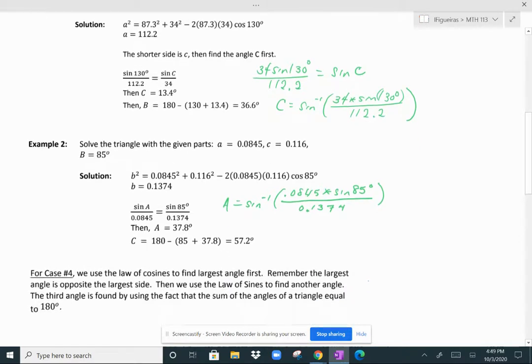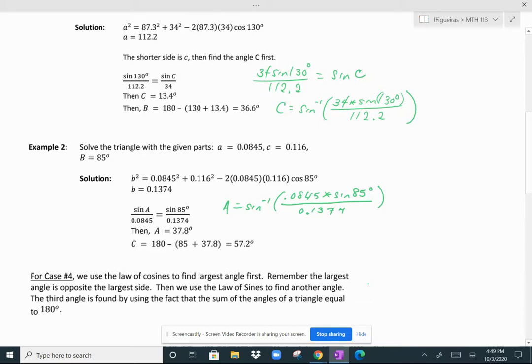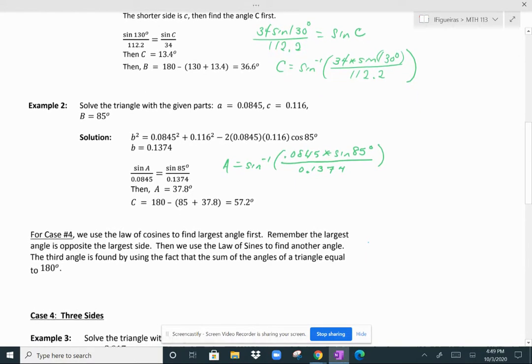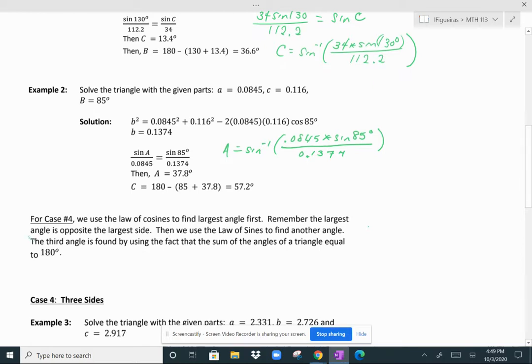All right, case 4 is the case when you are given 3 sides only. And again, law of cosines is used, and again, to be consistent with our answers and the rounding and so forth, we're going to find the largest angle first. Now, which is the largest angle? It's opposite the largest side. And since you know all three sides with case 4, you'll be able to identify that right away. Once you find that angle with law of cosines, then you use law of sines to find another angle. And then for the third angle, you add the two you found and then subtract from 180 to get the third angle.